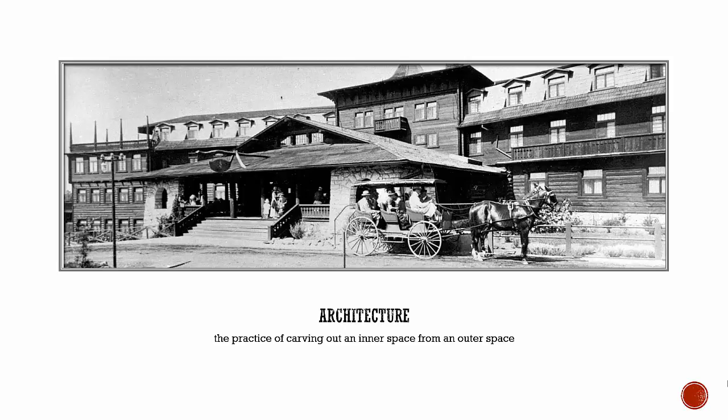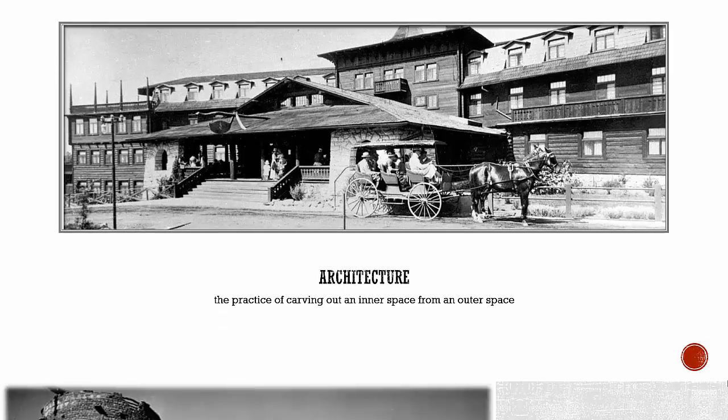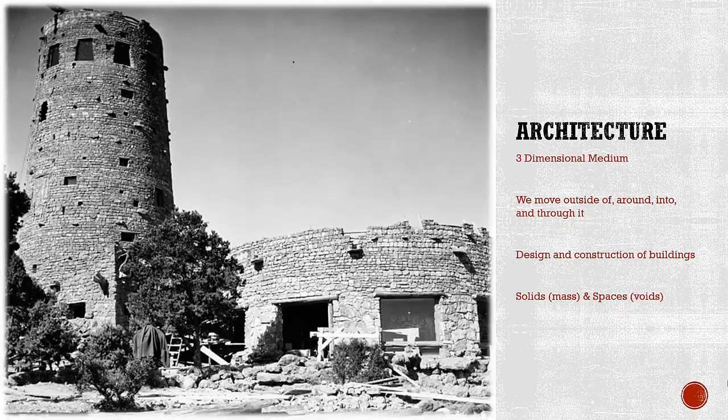Architecture, at its simplest, is the practice of carving out an inner space from an outer space. Architecture is similar to sculpture in that both are actually three-dimensional, as opposed to paintings, which only create the illusion of three-dimensionality. Unlike sculpture, though, we perceive a work of architecture by moving outside of, around, into, and through it.